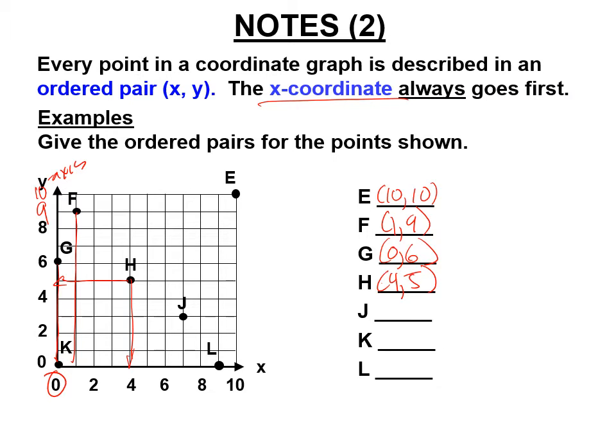Notice we skip I. We tend to skip O. I looks like 1. O looks like 0. J is (7, 3). K is right there at (0, 0). Okay. And L is at 9. You get the 9 from X, and then you go all the way over and get the 0. (9, 0). And that's on the X-axis, it's called.